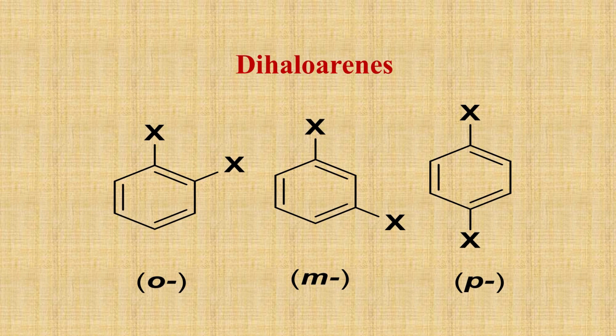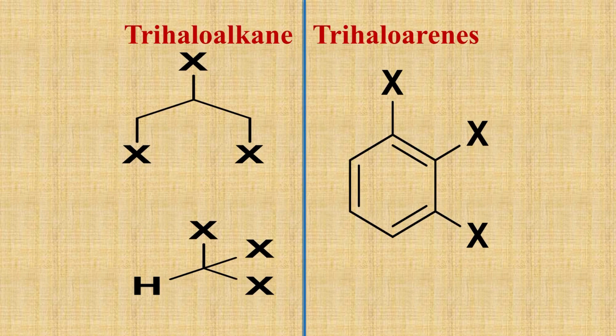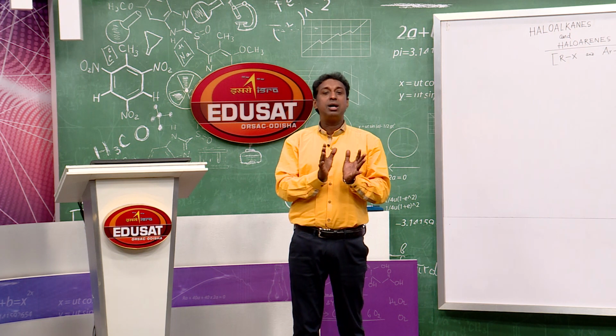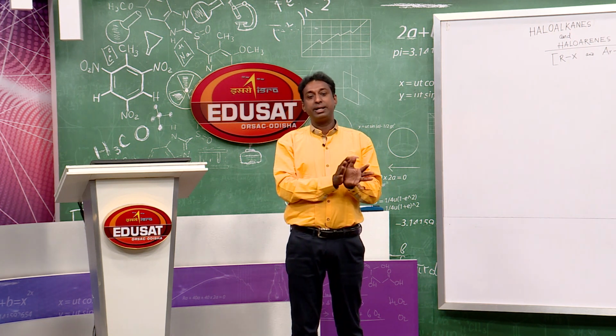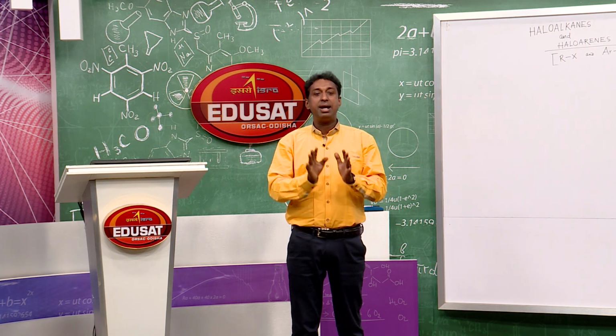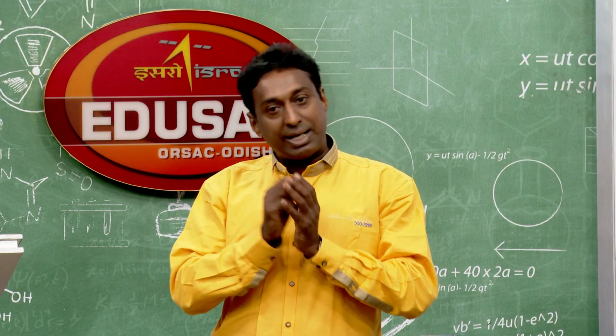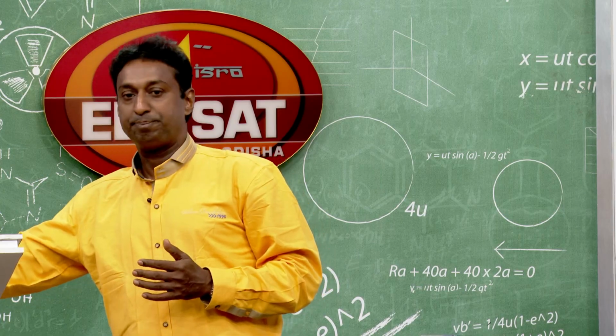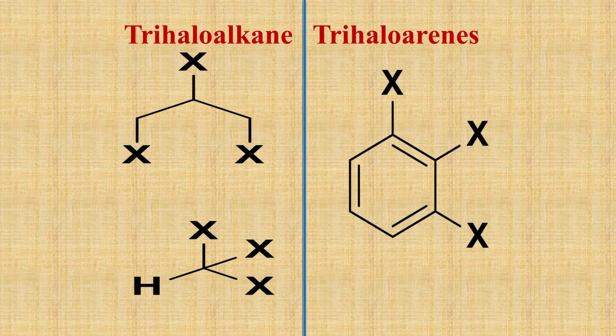Sometimes these 3 compounds are commonly called ortho dihalobenzene, the first one, meta dihalobenzene, the second one, and para dihalobenzene, the third one. Dihalobenzenes or dihaloarenes are classified into ortho, meta and para. Let us see what you mean by trihaloalkanes. Trihaloalkanes, look at the structure.